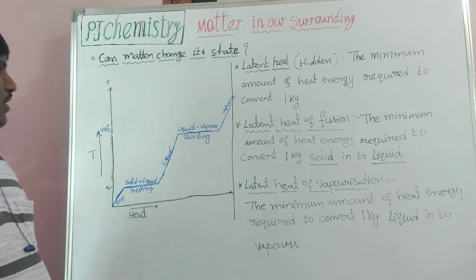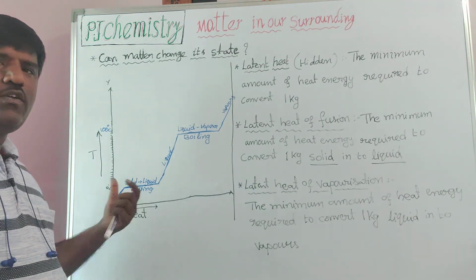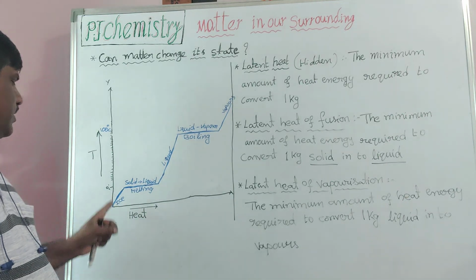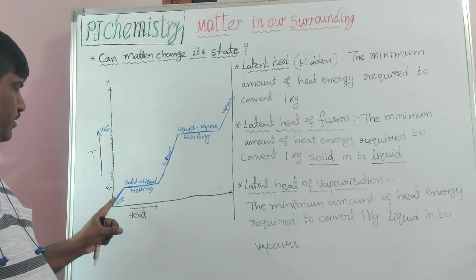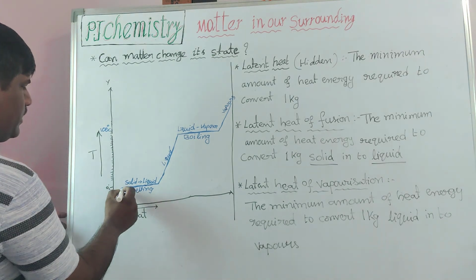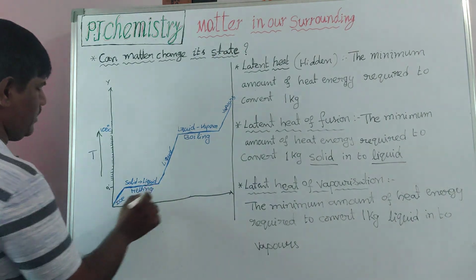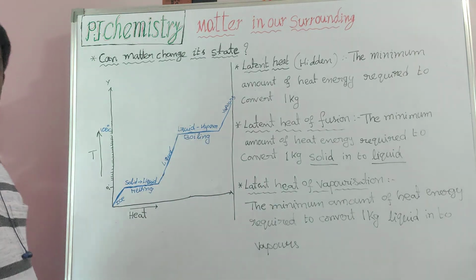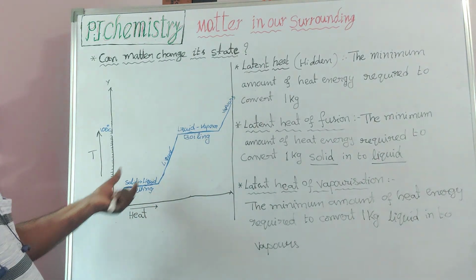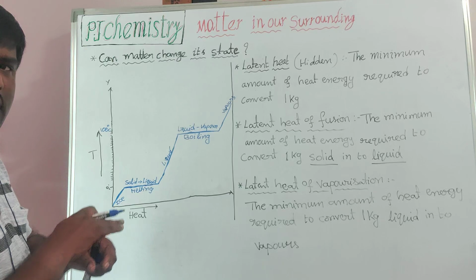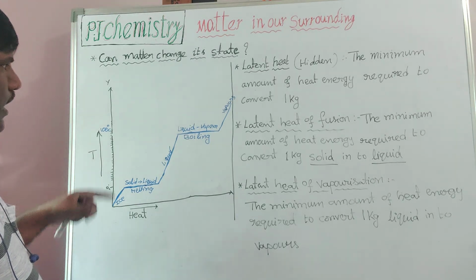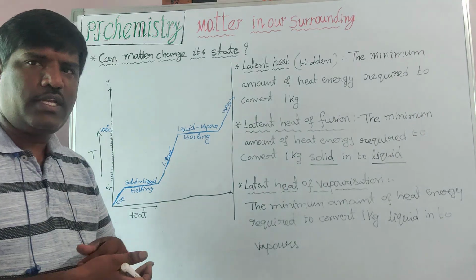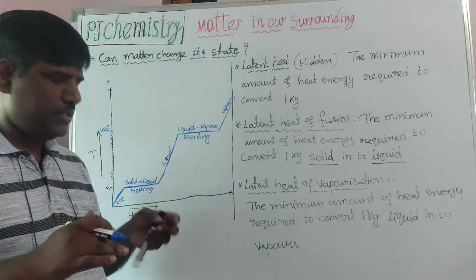This is the graph. There are chances to ask about it in exams. Whatever constant we have mentioned, that is the particular melting point or boiling point. At the melting point or boiling point, the temperature never changes. Until all the molecules convert into another state, it remains at constant temperature.